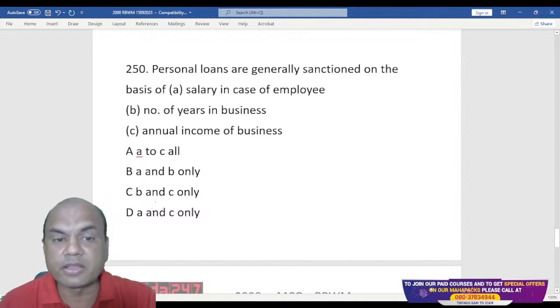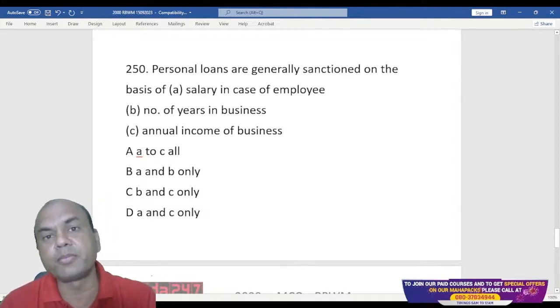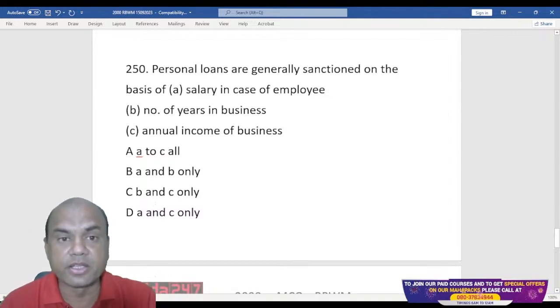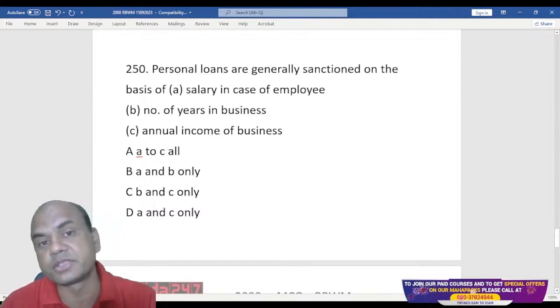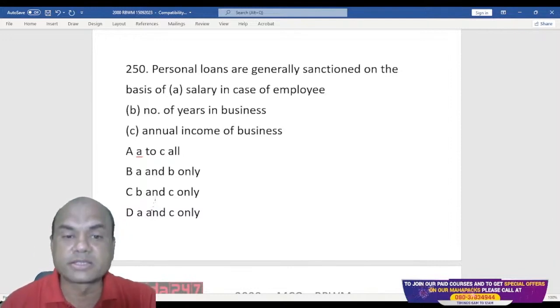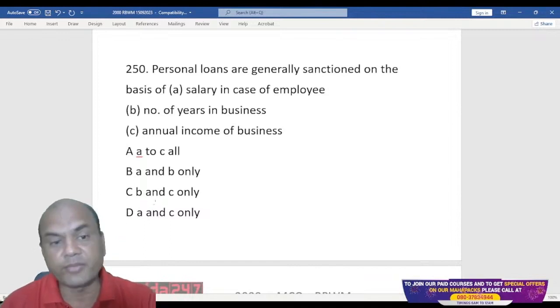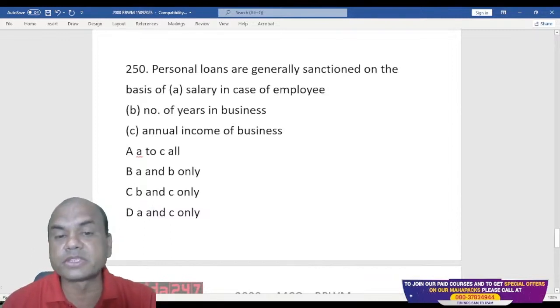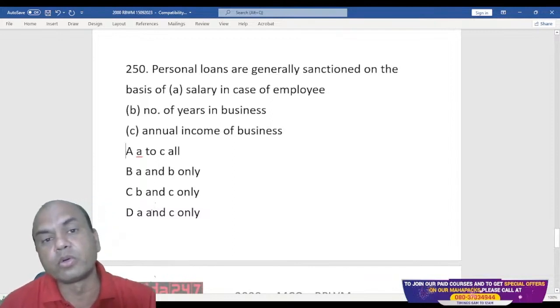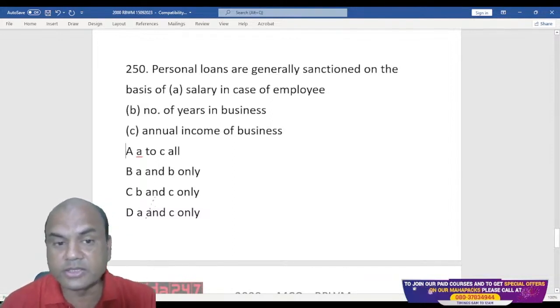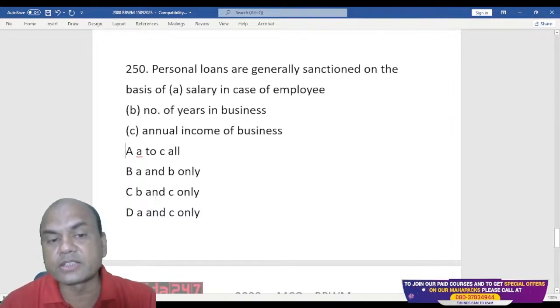But for a businessman, a business person, there's a problem. Why? Because the balance sheets have to be checked. You have to check the condition of the business and the place of the business. So, personal loans to businessmen are always difficult. Okay? Annual income in case of businesses, that is also a point. If I am giving a loan to any person, not only this, number of years in business. So, B and C will be checked in case of a business person.